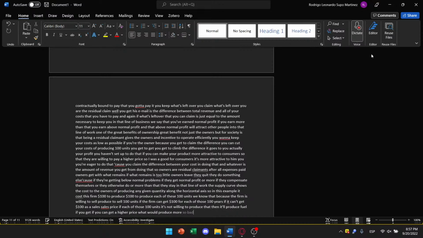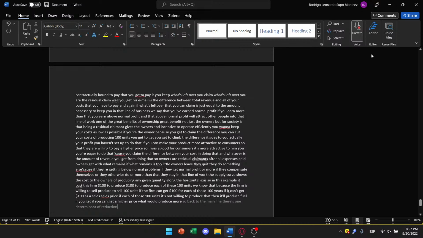So back to the main line. There's one determinant of cost of production. That's one determinant of supply. That is cost of production. And the rule is this. The higher is cost of production, the lower is supply. The lower is cost of production, the higher is supply.